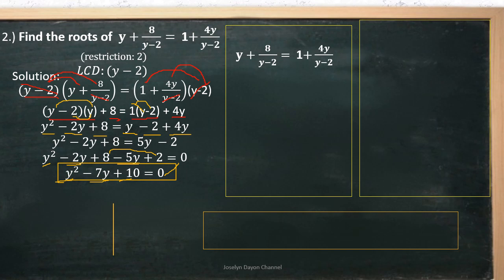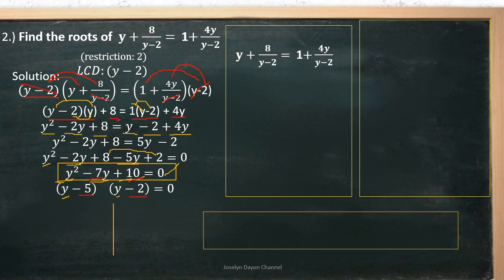We can solve this by factoring. So factors of y squared are y and y, and then we have to factor 10, where the sum of the two factors is negative 7. So we only have negative 5 and negative 2.